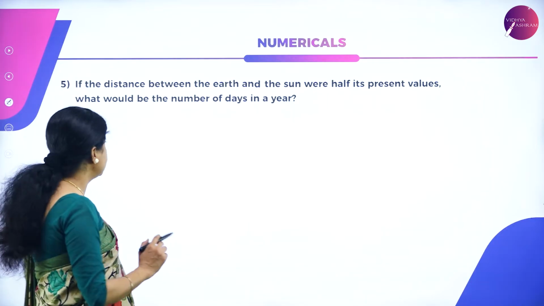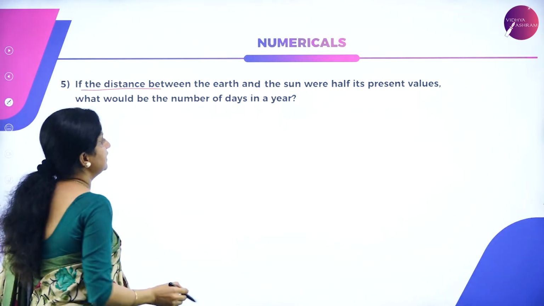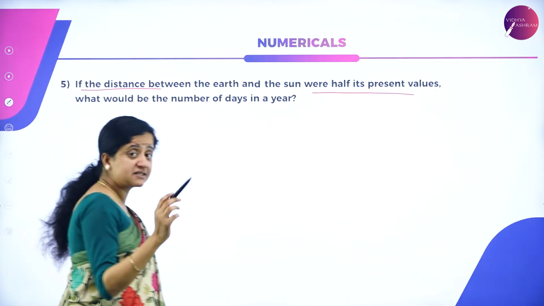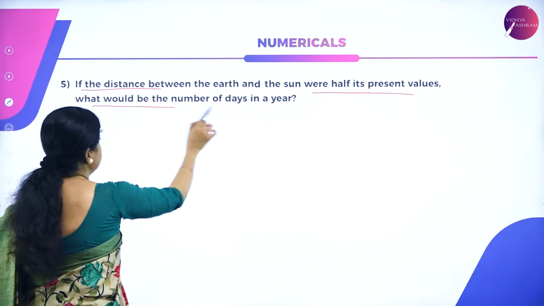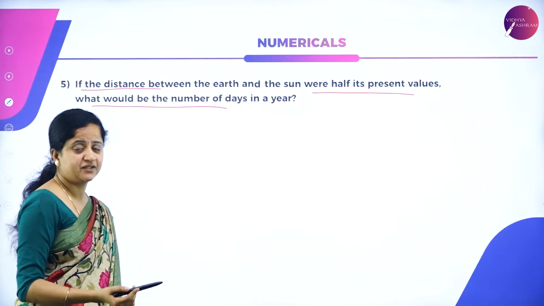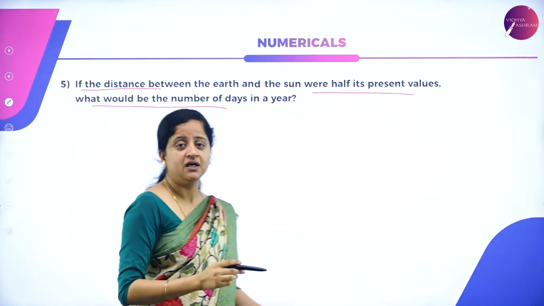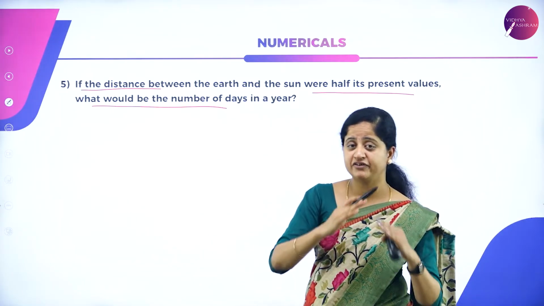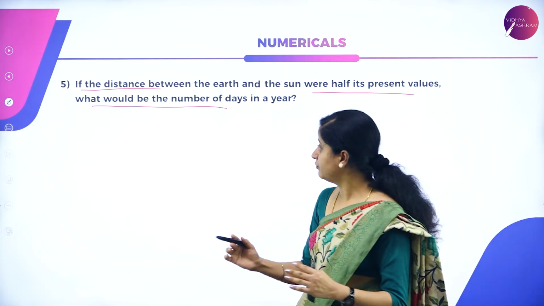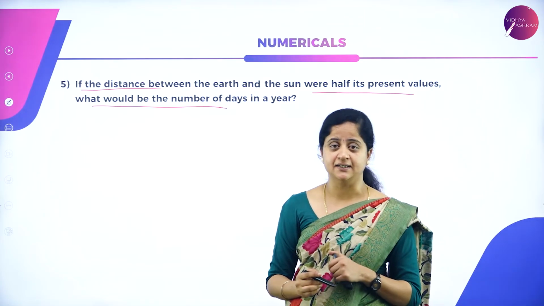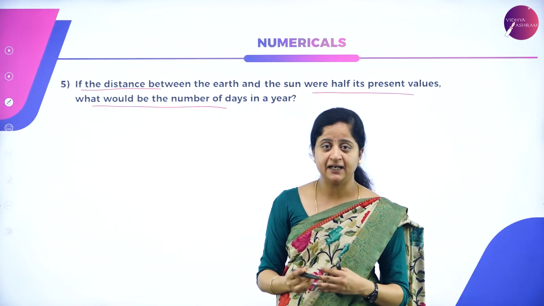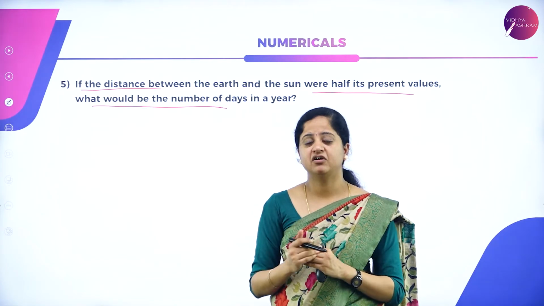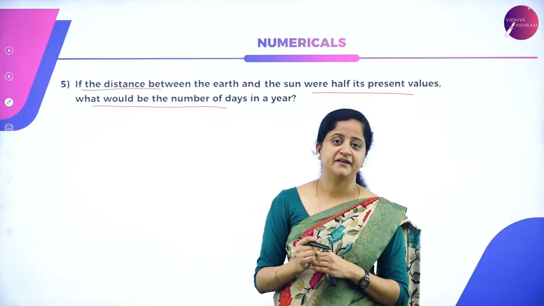So let's move on to the next problem. If the distance between the Earth and Sun were half its present value, what would be the number of days in a year? The question is quite interesting. Without any data, we can calculate the answer for this question by having a knowledge of Kepler's law of planetary motion.